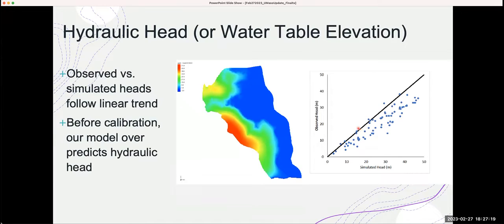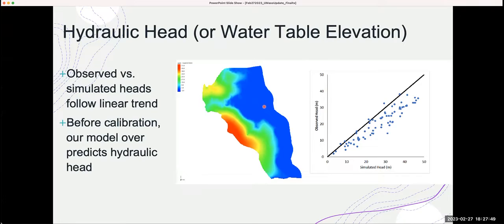So here's just some initial results from the model. This is a bird's eye view map on the left, a color map showing the water table elevation. You can see in red, that's a higher elevation, and it goes red, yellow, green into blue, and blue is just the elevation of the ocean, so 0 meters above sea level.